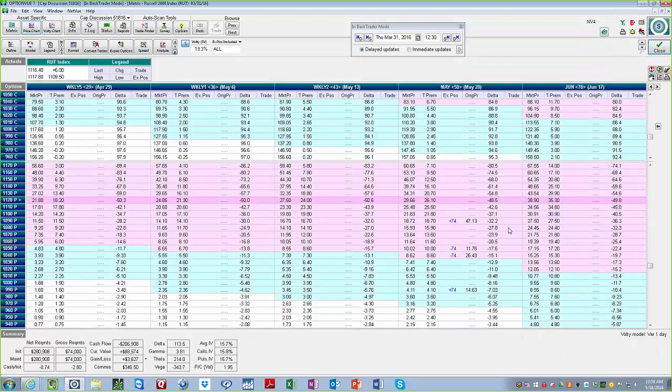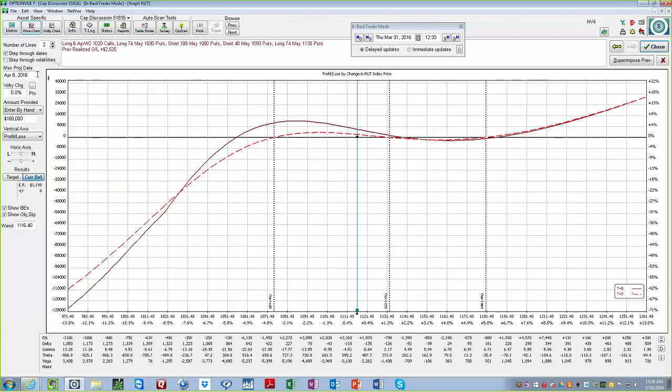So we take a look, and by this little button over here, you can see we rolled everything up from our 1040s to 1080. And also to correct the delta, we rolled some of the 1080s up to 1090 here. So basically we rolled everything up 40 points. As you can see from here, now our delta is nicely negative. We've got better theta now, and also very nice Vega. And here's what the position looks like.